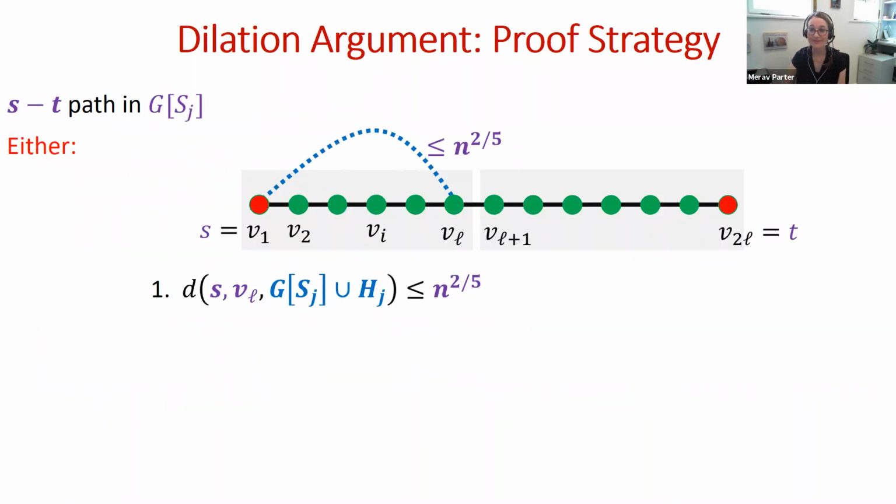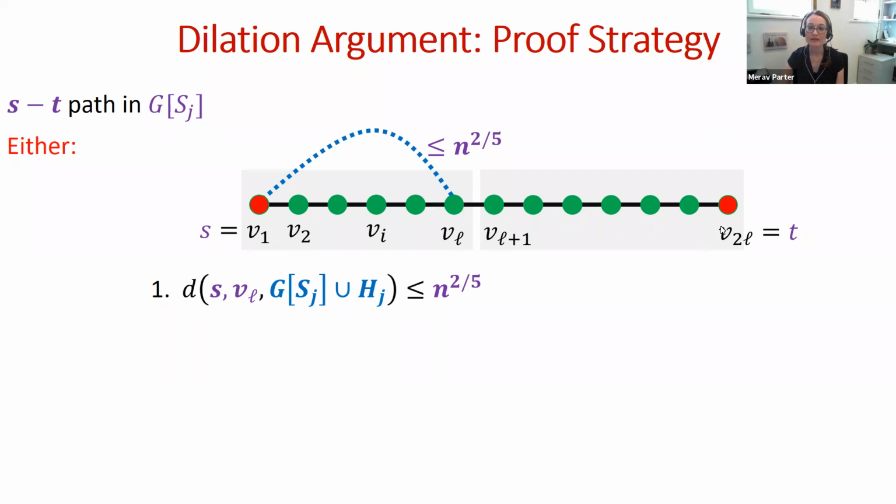Okay, so the main idea really in this paper is to bound the dilation, to show that if you look at G[Sj] union Hj, the diameter is at most n to the 2/5. So in order to do that, we have the following strategy. We fix a given pair S and T in some part Sj, and we draw their shortest path. Okay, so this is the shortest path, and for simplicity, let's assume that it has an even number of nodes.